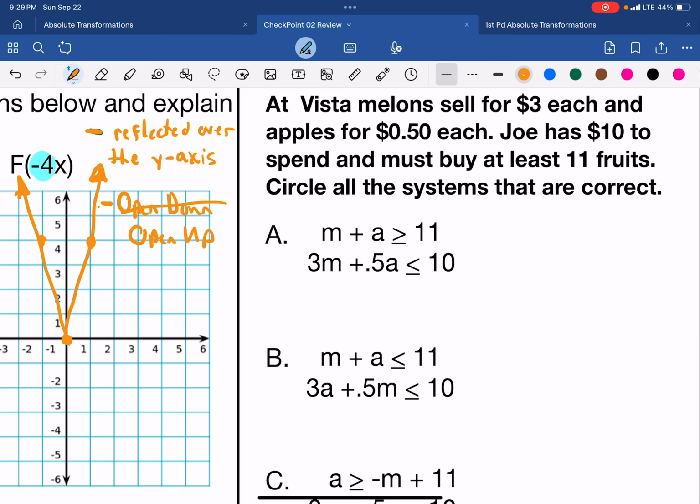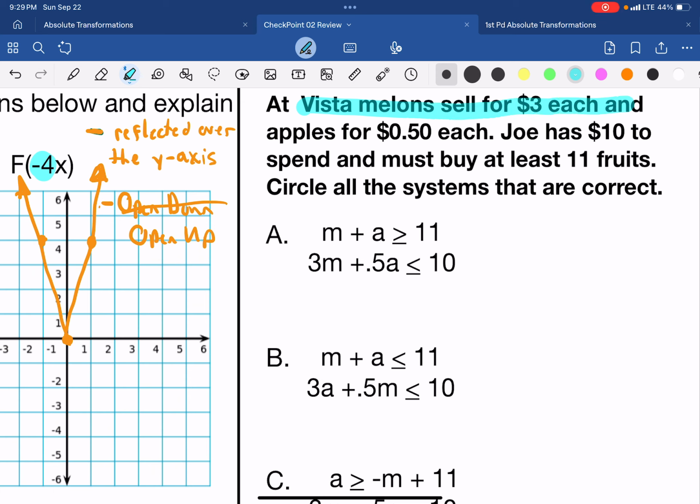At Vista, melons sell for $3 each and apples for 50 cents each. Joe has $10 to spend and must buy at least 11 fruits. Circle all the systems that are correct. So, let's talk about this. All this is talking about money. So guess what? Melons sell for $3 each, so 3M. Apples, 0.5A. And Joe has $10 to spend. So that's the most he has, right? So he can't spend more than 10 because he doesn't have it. So we're going to say less than or equal to $10.